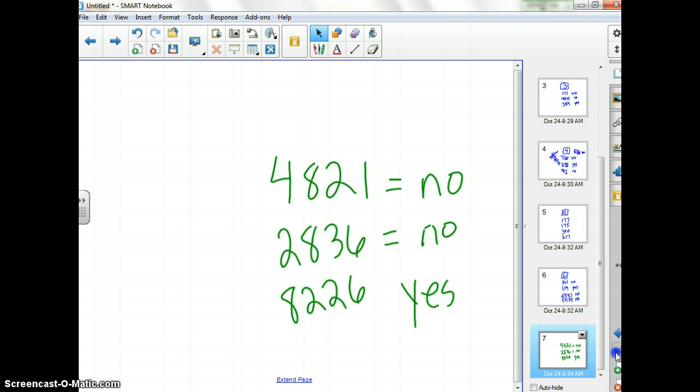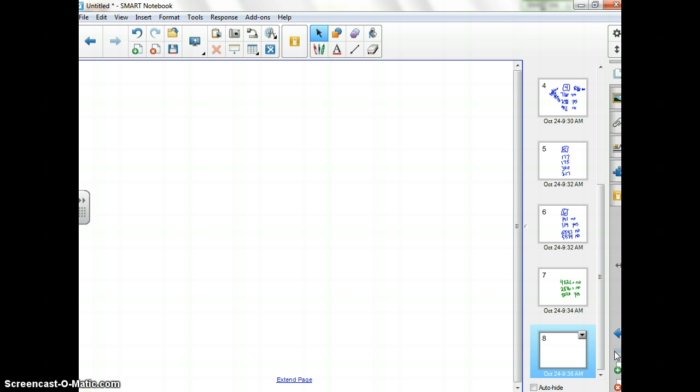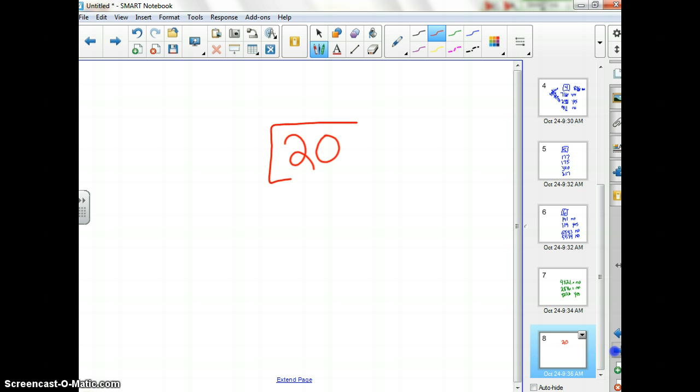Okay, so now that you know those, it's going to be really easy for you to come up with the factors of a number. We're going to start with the number 20. Now I'm going to teach you today what's called the wraparound strategy. Okay?